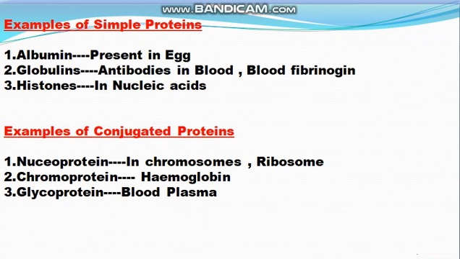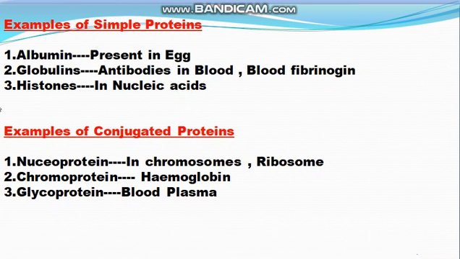Then examples of simple proteins and examples of conjugated proteins. First of all, we will discuss the examples of simple proteins. Albumin, globulin, and histones are the simple proteins. Albumin is present in egg. Globulins are present in antibodies of blood and blood fibrinogen. And histones are present in nucleic acids. So these are the examples of the simple proteins.